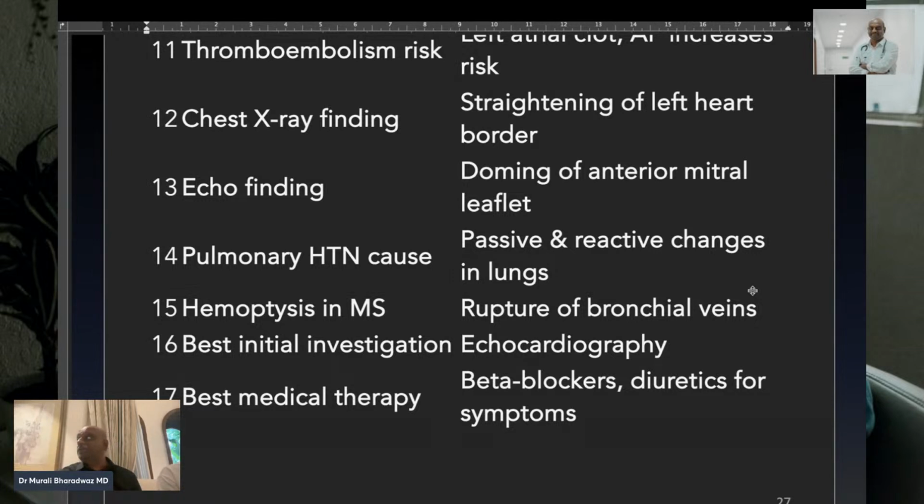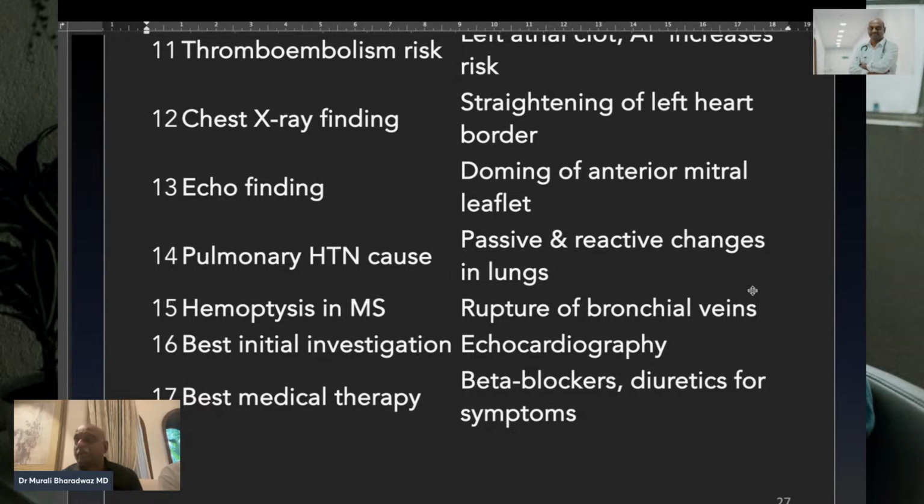And what is the cause? MS, or even aortic stenosis. Aortic stenosis also will increase the pressure in the left ventricle, left atrium, pulmonary vein, and pulmonary artery, leading ultimately to pulmonary artery hypertension, leading to right heart failure. Right heart failure is what we need to remember. Also, there is a rupture of the bronchial veins leading to hemoptysis because of the increased pressure.